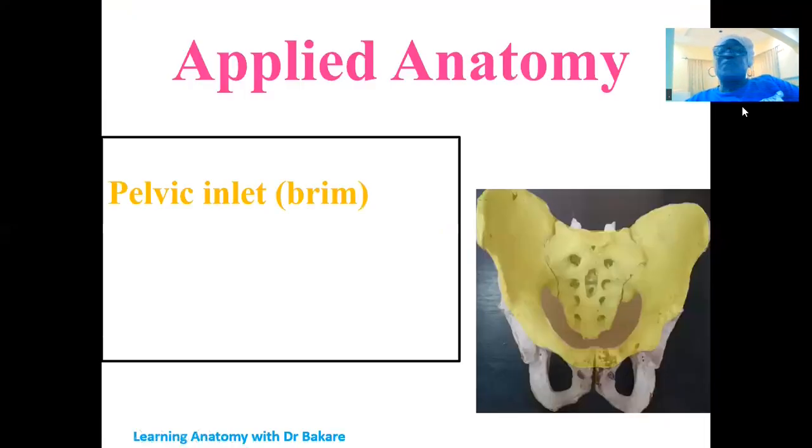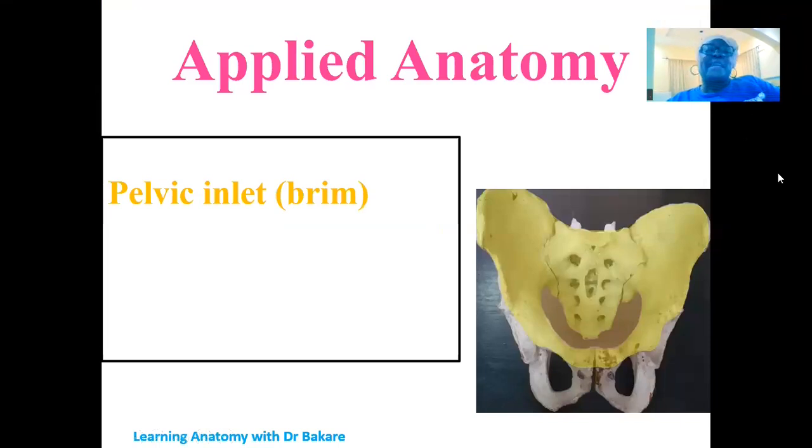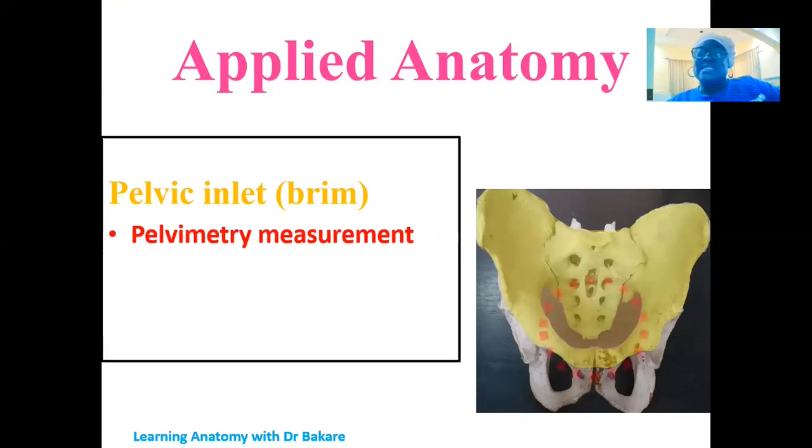Then let's quickly go to applied anatomy. The applied anatomy we want to look at is the pelvic inlet, which is also referred to as the pelvic brim. And this pelvic brim is used for pelvimetry measurement. This is the region captured here in dotted red. We have a number of evaluations that are measured across this space. We have the anterior-posterior dimension, we have the oblique dimension on the right, we have the oblique dimension on the left, and we have the horizontal or transverse dimension.